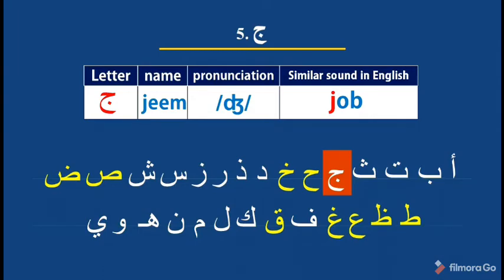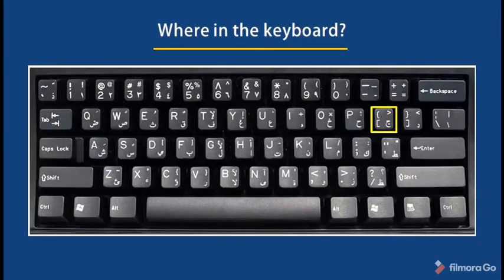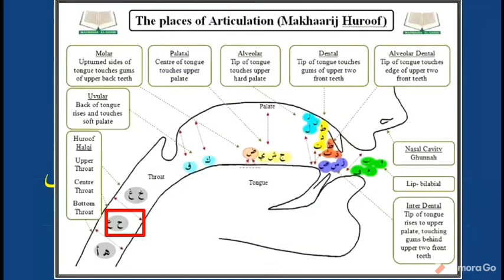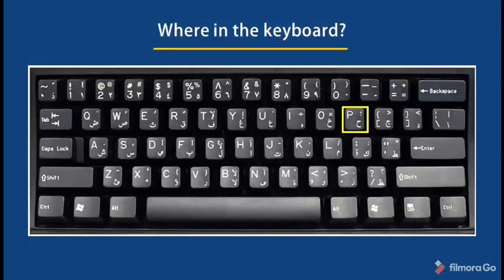Jim has the sound of J, just like the J of job, and we can find it with the shorter than key. Ha has the sound of Ha. It is not found in English. Let's have a look at its place of articulation. Ha is found here and it is made by the center throat. Please try to pronounce it Ha with the center throat. Ha, Ha. The position of Ha in the keyboard is with P.